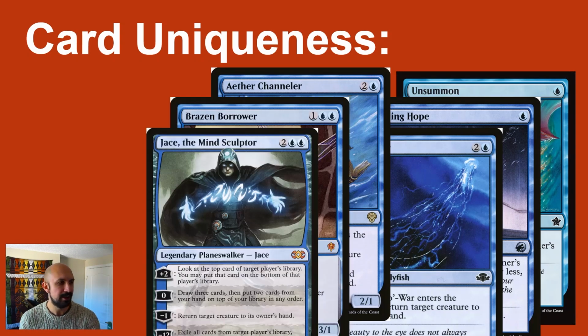That's not even including, I stapled two of them together, but Brazen Borrower is a card that has it as an adventure. Jace the Mind Sculptor has it on a Planeswalker. They're all the same card. This is what I mean by card uniqueness. We can take these cards and say there are a lot of variants on the unsummon ability. Now, none of these cards are all unique, but the ability to unsummon is a common thing that we can find. So a card that all it does is unsummon isn't particularly unique.